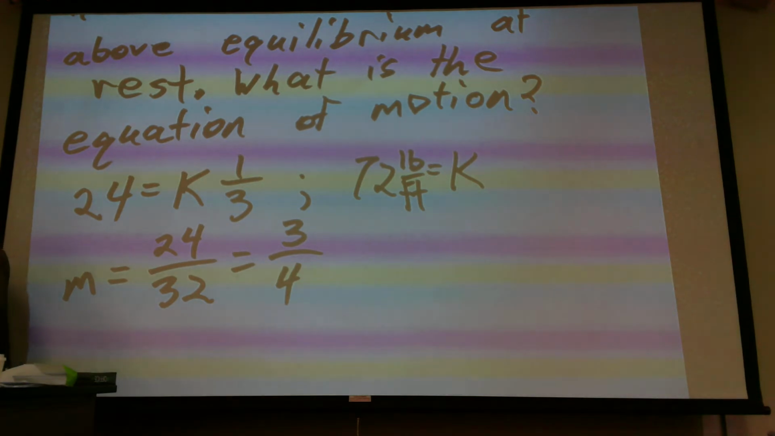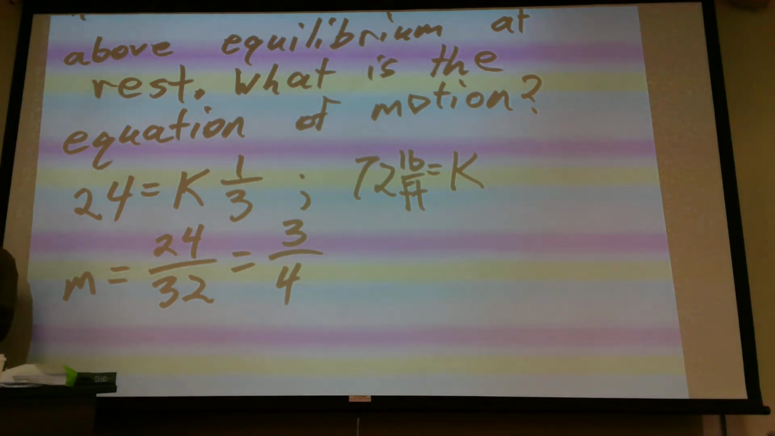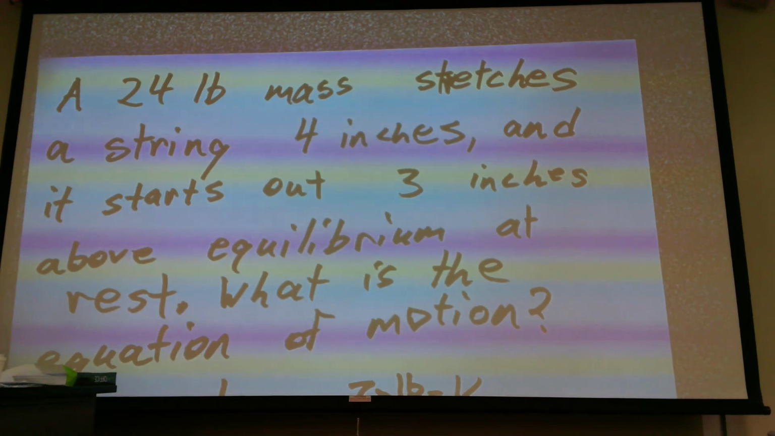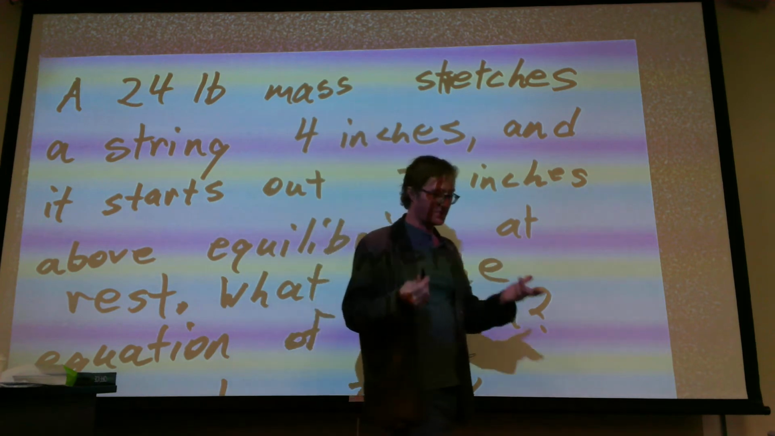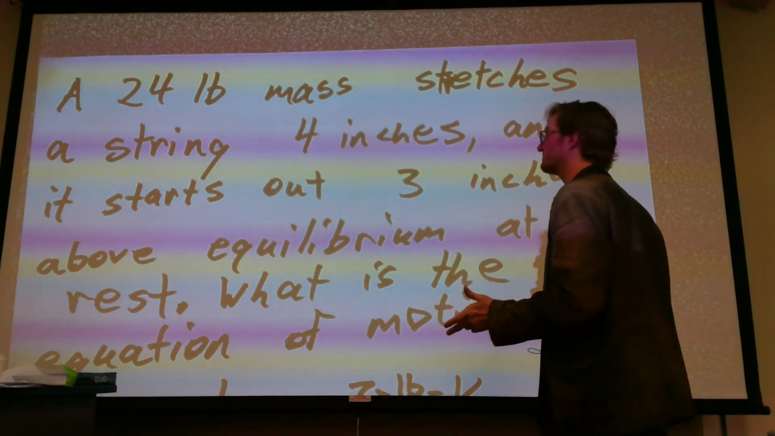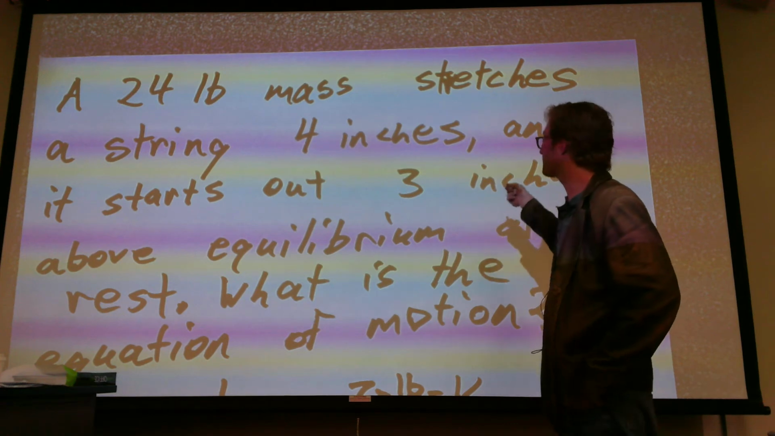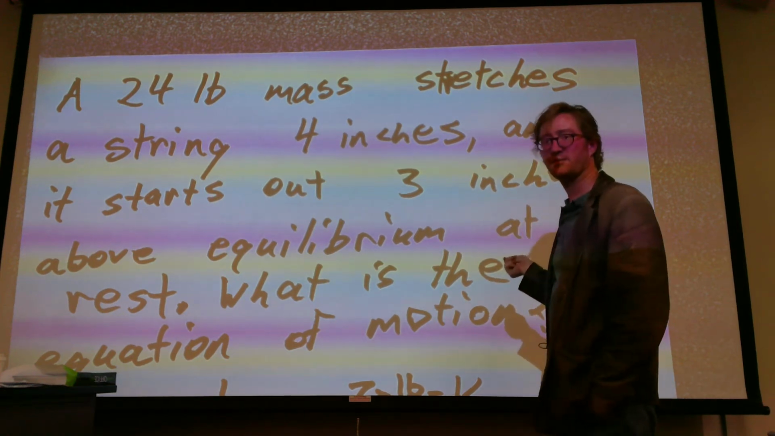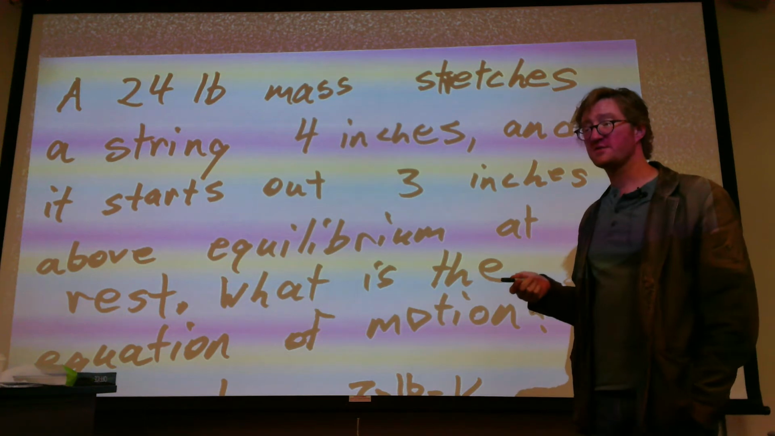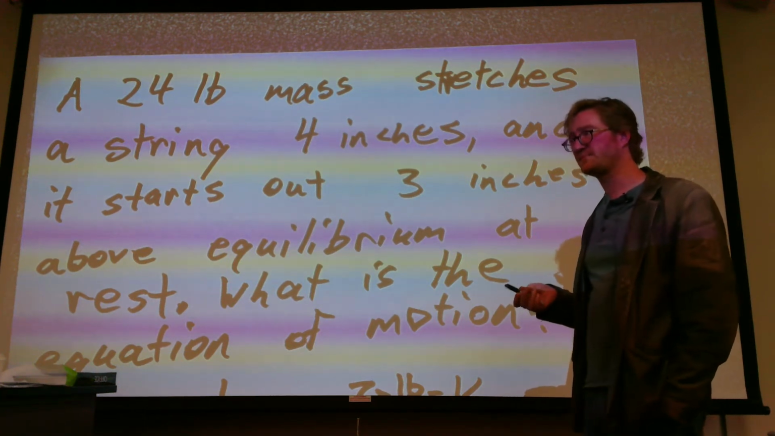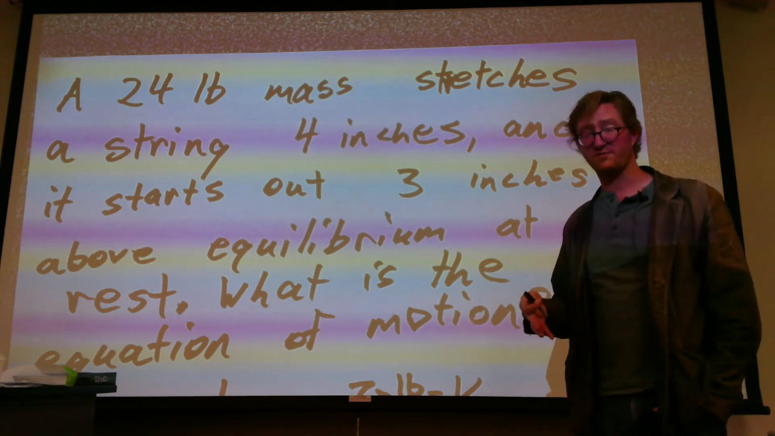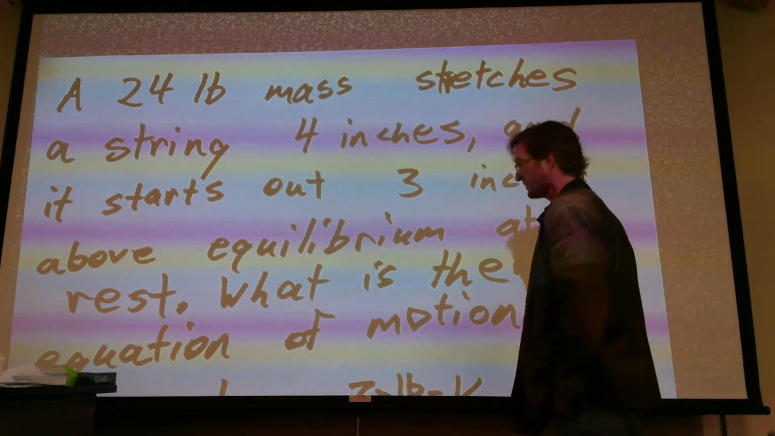So what other bits of information are we given inside of the problem? Let's look at the information that we're given. The information for Hooke's law is that the 24-pound mass stretches a third of a foot. Now, it's going to start out at 3 inches above equilibrium, so this also needs to be in feet. So what is 3 inches? That's really a quarter of a foot. It's 1/4 of a foot.